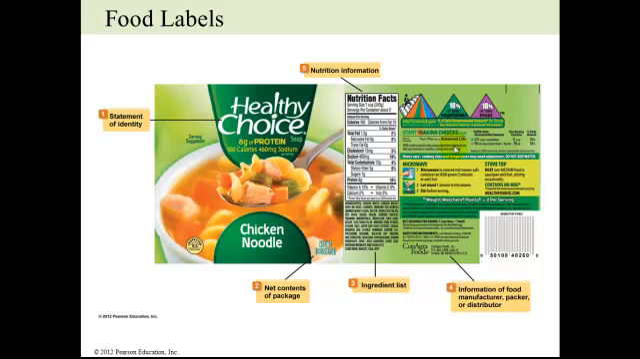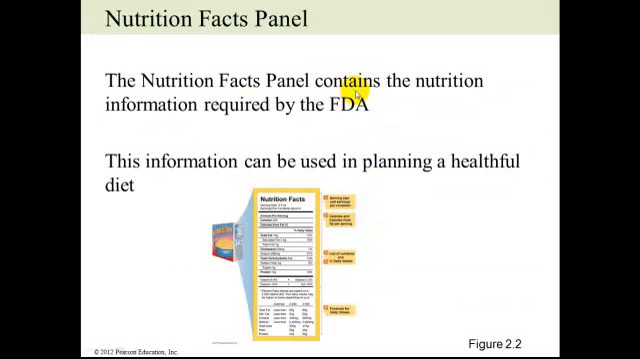The statement of identity should be familiar to you. Here's one example. It says Healthy Choice. The net contents tell how much is in the package. This over here is the ingredient list. Most people choose not to read the ingredient list, but it is helpful. A rule of thumb is the more ingredients that are in here, the more that's in the actual food. Over here is the information from the manufacturer, packer, or distributor with contact information. And then finally, we have the nutrition information. This label right here is the nutrition information label.